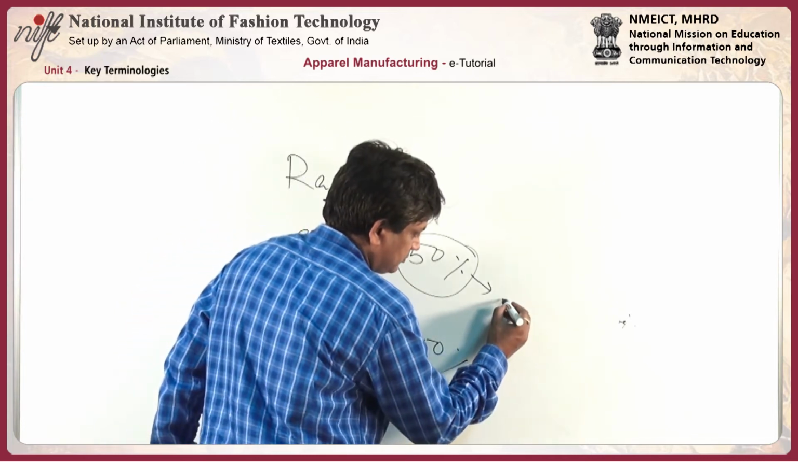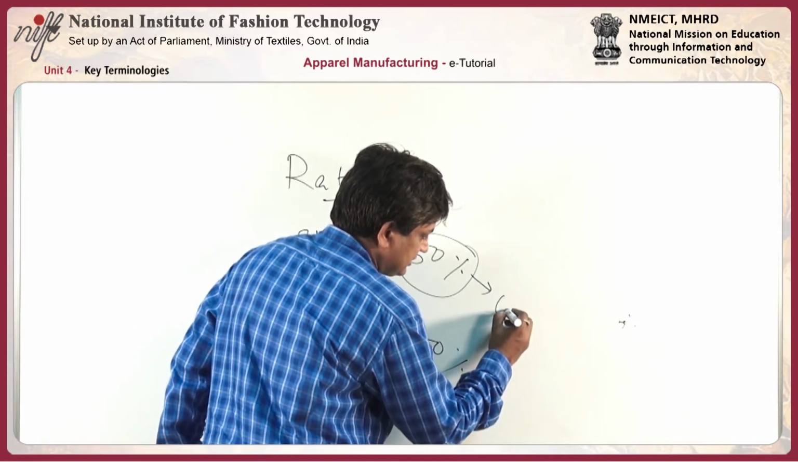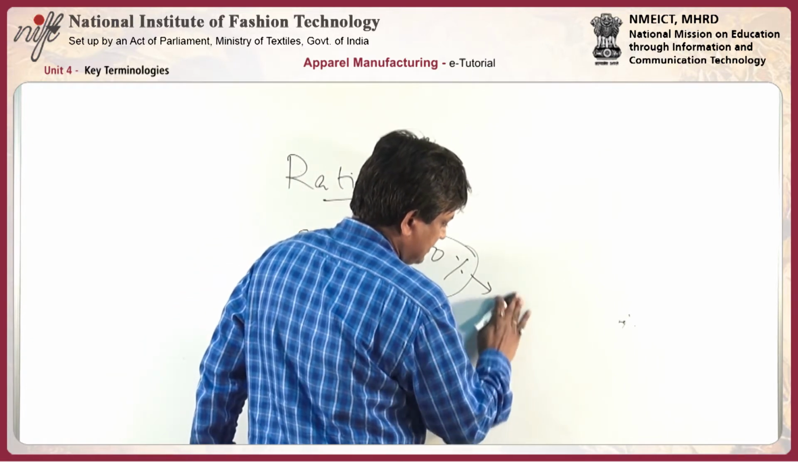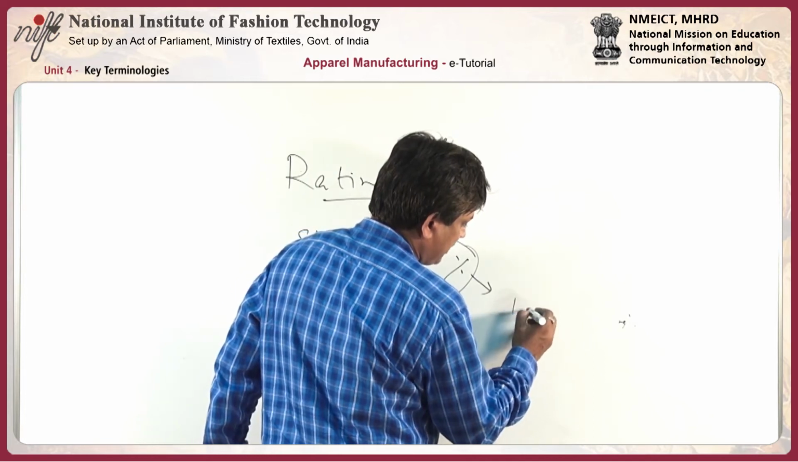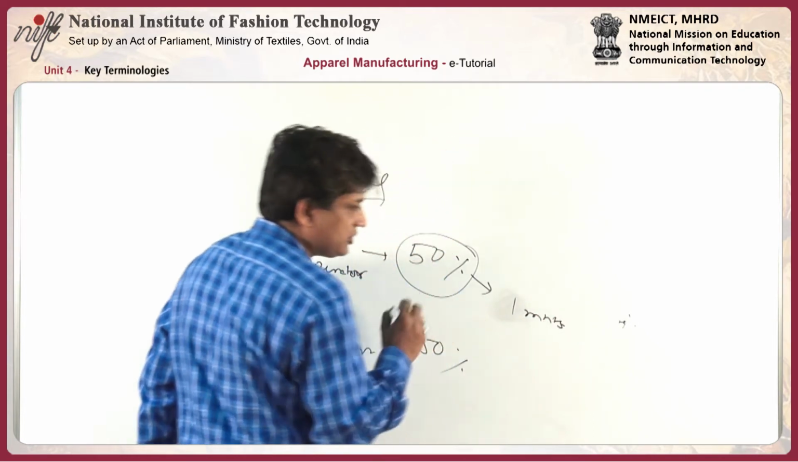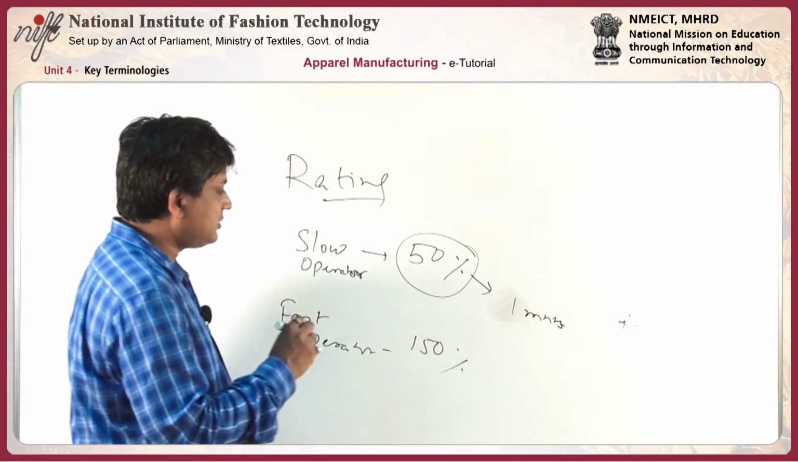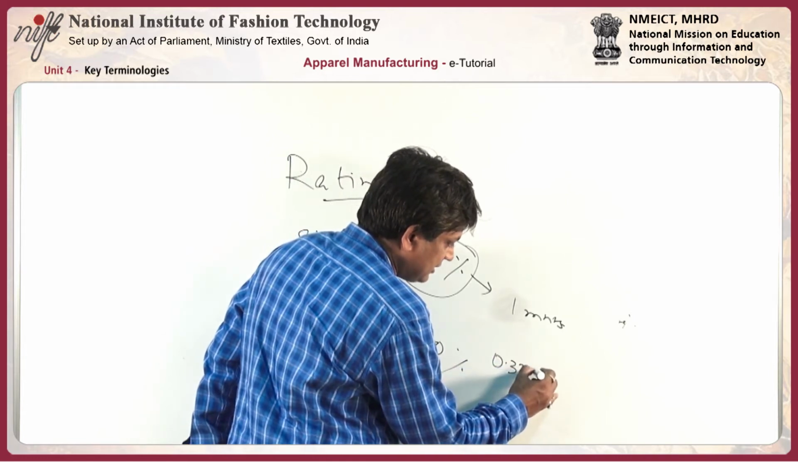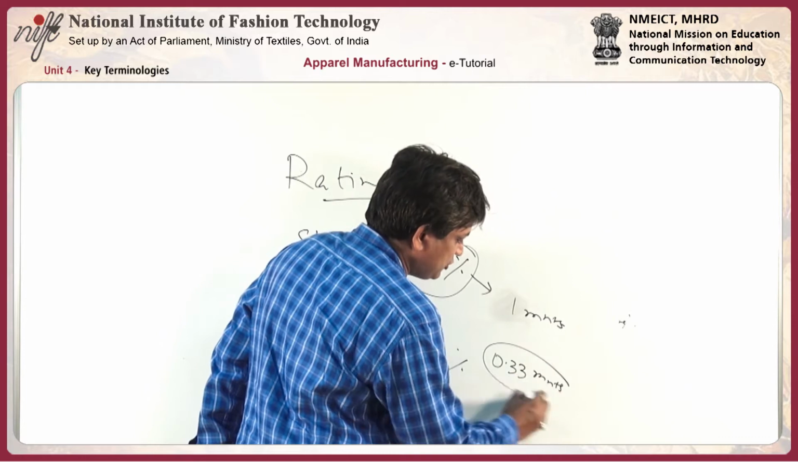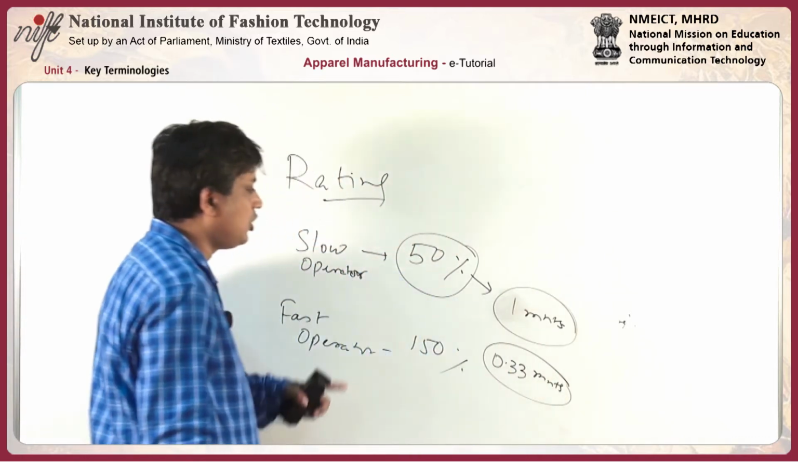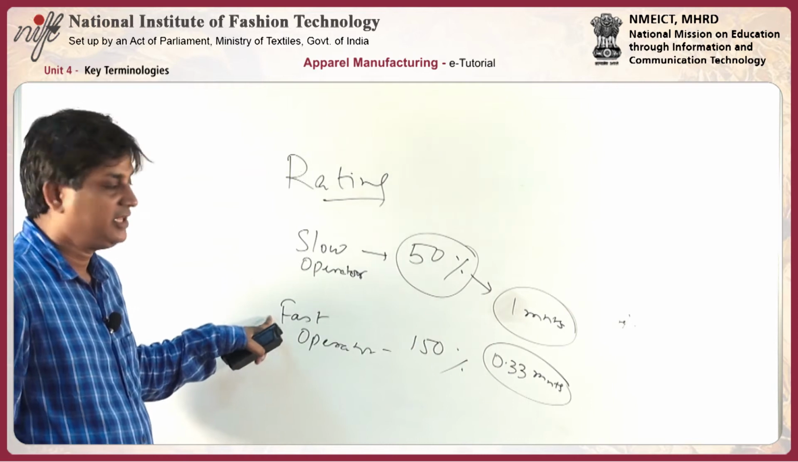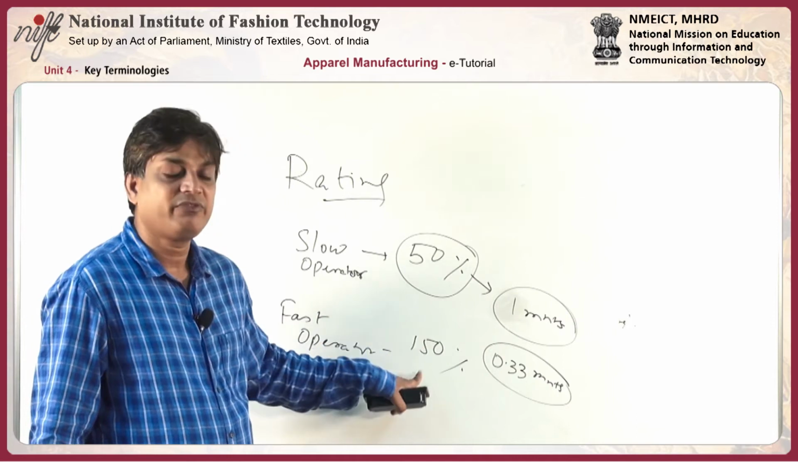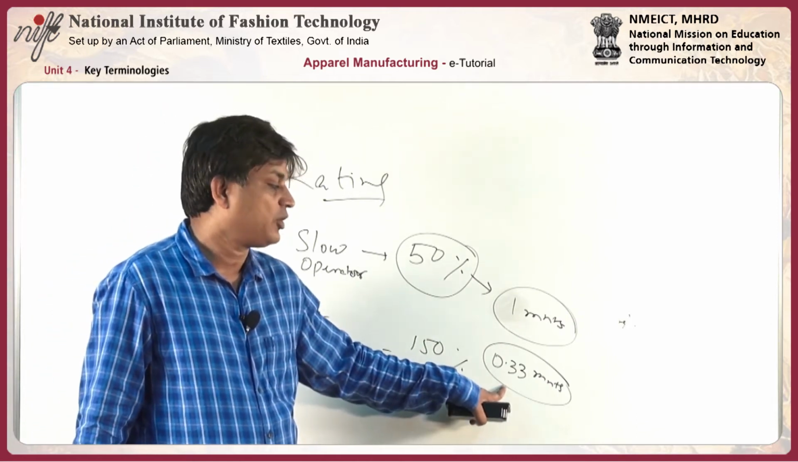maybe 60 seconds, 1 minute to complete any particular job, and the fast operator is taking 0.33 minutes to complete the same job. So the job has been given to the slow operator, and the same job has been given to the fast operator. He is taking 1 minute of time to complete the job. The fast operator, who is having 150% rating, is taking 0.33 minutes of time.